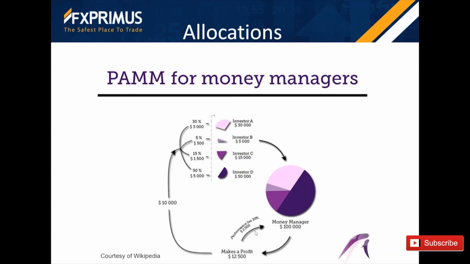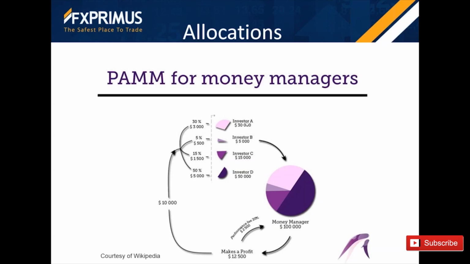Now, in this simple example, after trading, for example, for 1 month, the money manager managed to make $12,500 for all the account. Obviously, and automatically, the system will charge 20% of that amount and will send it back to the money manager on an account which he owns in the company, and thus he will get back $2,500, which is 20% of the profit.